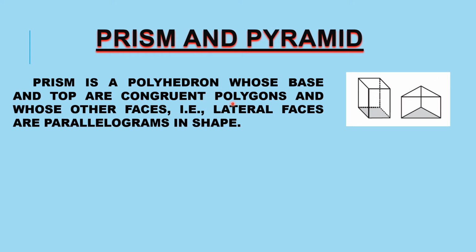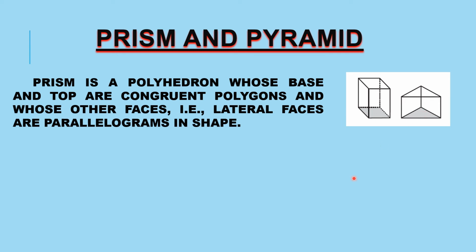So look here, in both these shapes, top and bottom are congruent. And next point, whose other faces, that means the lateral faces, are parallelograms in shape. So here the lateral faces are parallelograms, that's why these two are examples of the prism.